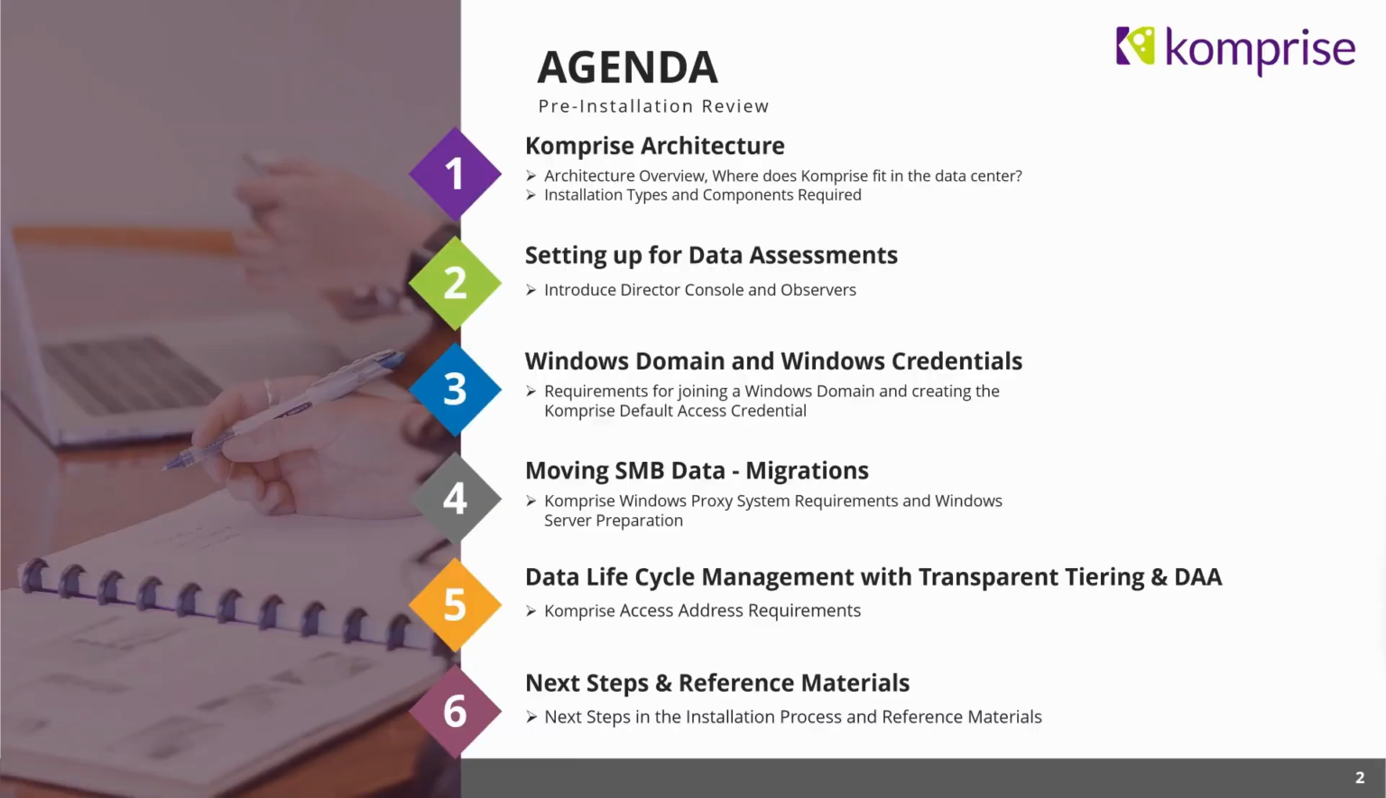So let's get started. We'll begin with an overview of the basic architecture of Komprise, including the core components and their function within the data center. We'll start with the director and observers, and we'll review their requirements for installation and proper operation. For environments with SMB shares, we'll cover the steps of integrating with Windows Domain and creating a Windows Default Access credential. We'll also discuss the role and requirements of the proxy systems with moving SMB data, and we'll go over the requirements for the Komprise Access Address, which supports activities like data lifecycle management and tiering.